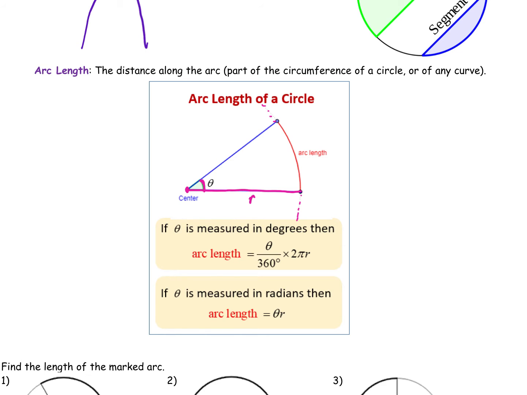There are a couple of different ways to measure it. If theta is measured in degrees, we're going to use this top one. And if theta is measured in radians, we're going to use the bottom equation. Well, how do I tell if they're in degrees or radians? How do I know what it's measured in? That's really the question.